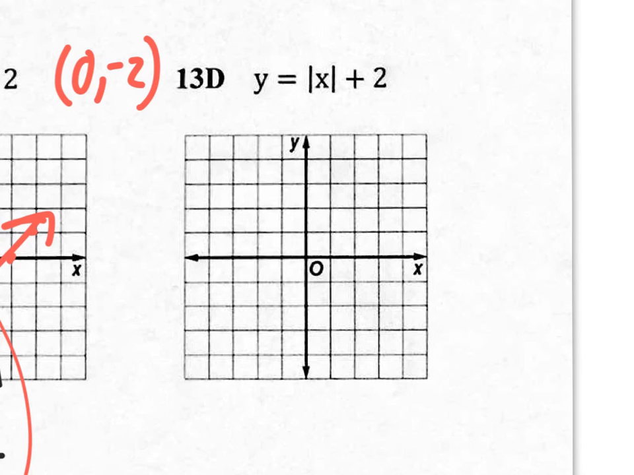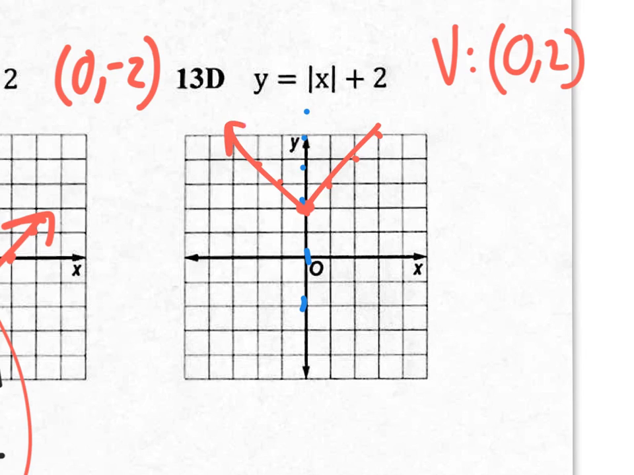So what's the vertex here? 0, 2. So you go 0, 2 on the y. There it is. Is this opening up or down? Up. And what's your slope? Up 1 over 1. Then you do the same on the other side of the axis of symmetry. So up 1 over 1 this way. Graph your V. You're done. The k shift, obviously being positive 2, shifted the original V from the origin 2 units up.